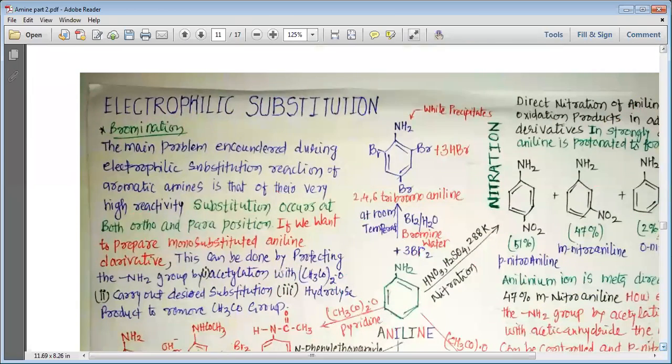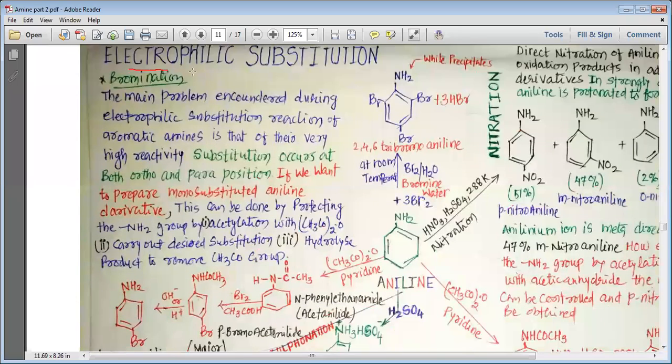Now, my dear students, we want to study the electrophilic substitution reactions of these compounds. So first we want to study bromination. The main problem encountered during the electrophilic substitution reaction of aromatic amines is their very high reactivity. So these aromatic amines, like aniline, are highly reactive for electrophilic substitution. Substitution occurs at both ortho and para positions. The NH2 group is ortho-para directing, and that is why substitution takes place at both places.